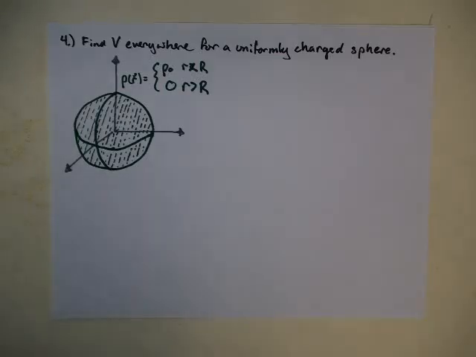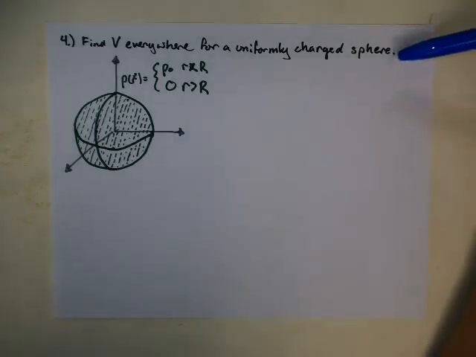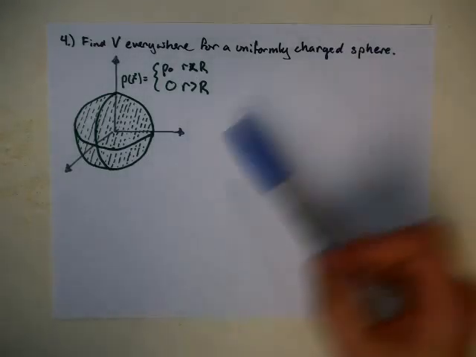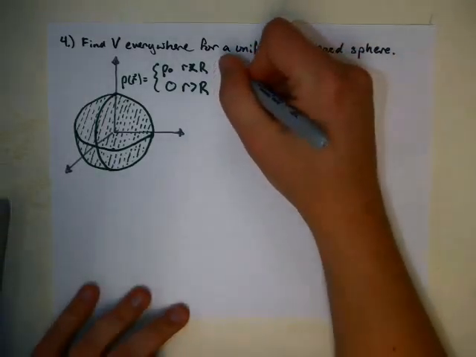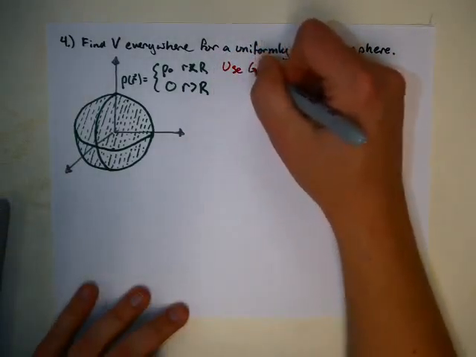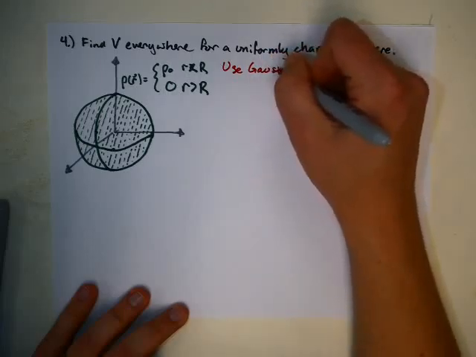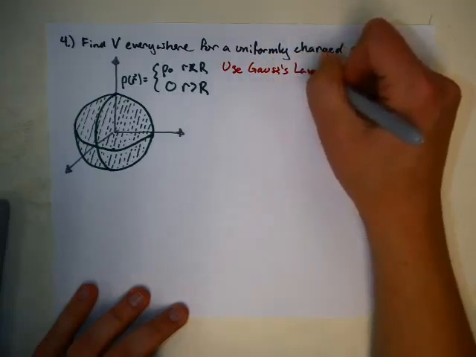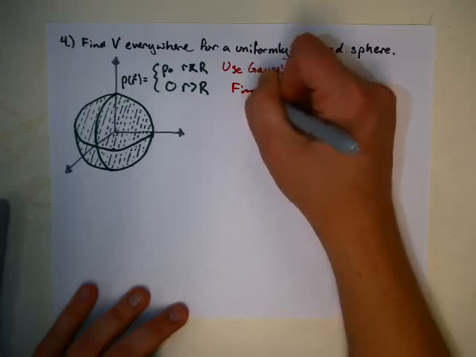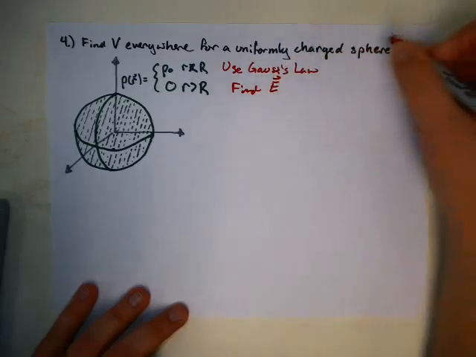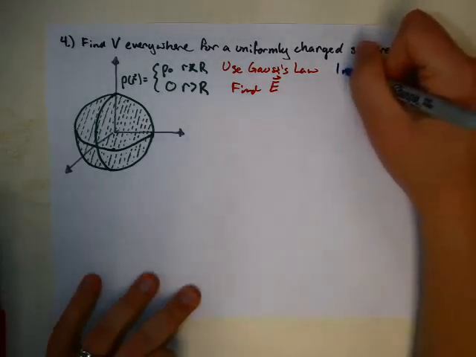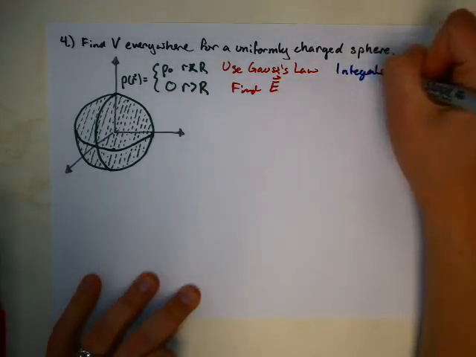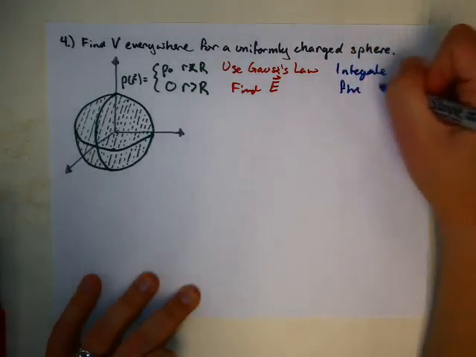Homework 3, problem 4: find the electric potential V everywhere for a uniformly charged sphere. The method we're going to use to solve this is Gauss's law. Find the electric field, and then integrate to find the potential.